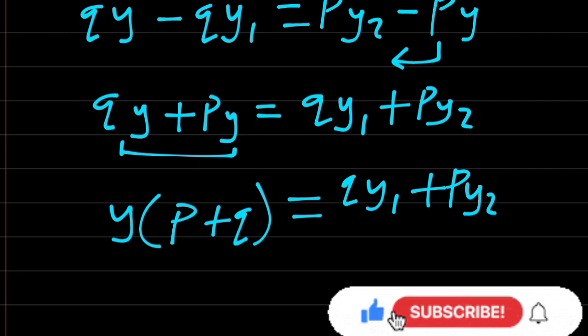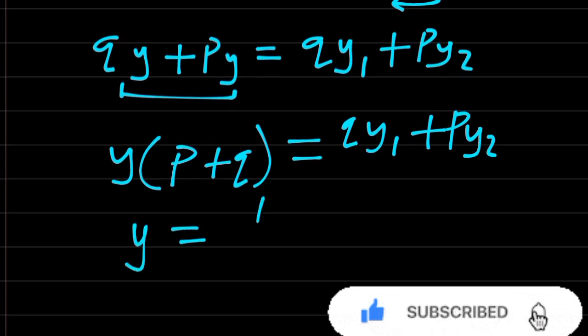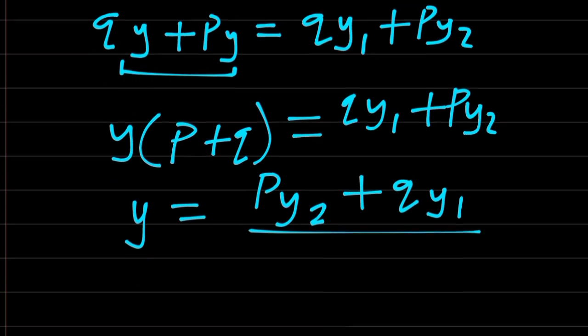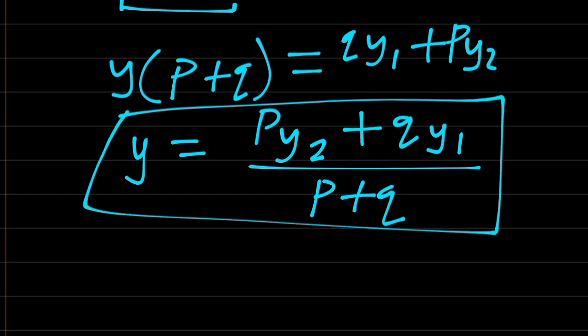Divide both sides by P plus Q. Therefore, I have Y is equal to PY2 plus QY1 over P plus Q. So that's what we have. So the value of Y is equal to PY2 plus QY1 all over P plus Q.